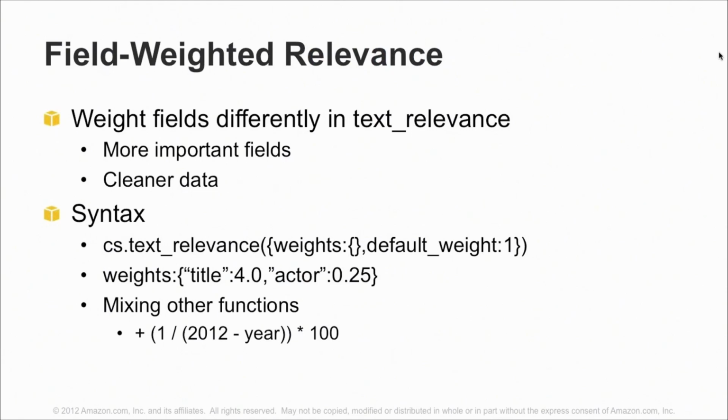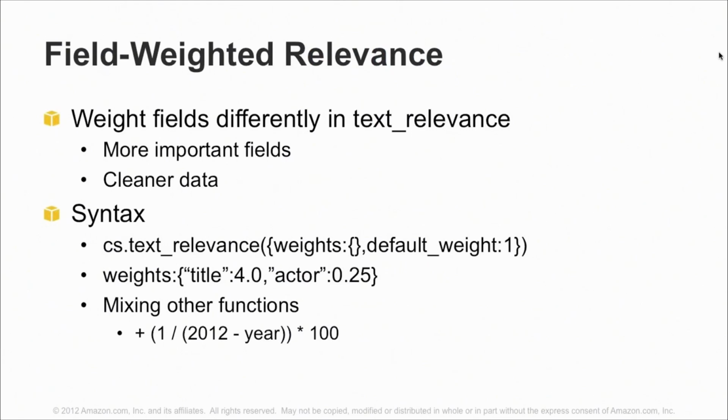There's a little bit of a complicated syntax, but I'll go through it. So without any parameters in it, it looks like cs.textrelevance, and then we specify a weights object, which gives us the weighting for each of the fields, and we can also specify a default weight for fields that are not mentioned in the weights field. Drilling into the weights themselves, we specify a field name and a weight value for that field. And for our search, we're going to weight the title at 4 times, and the actor at 1/4.